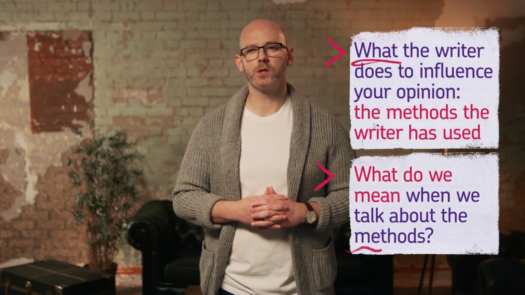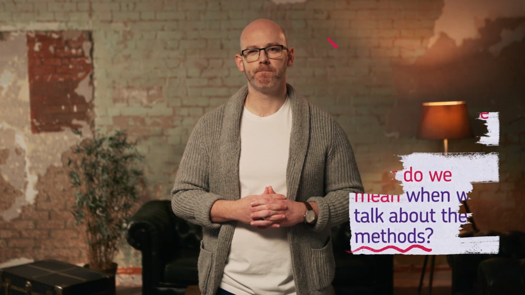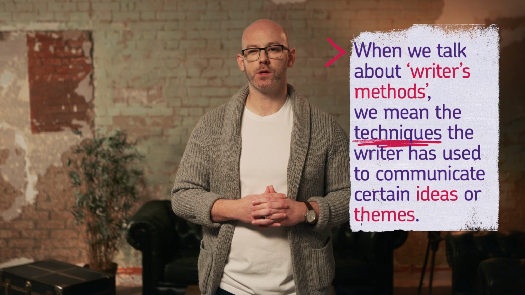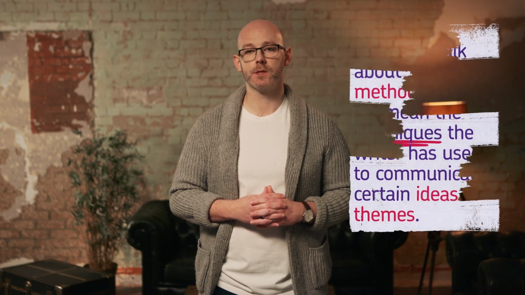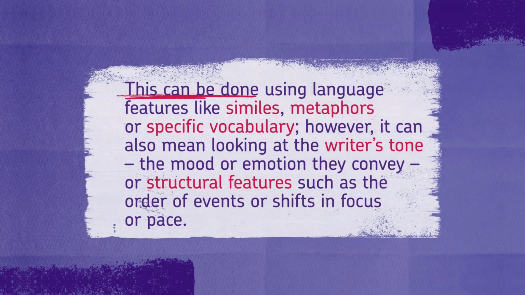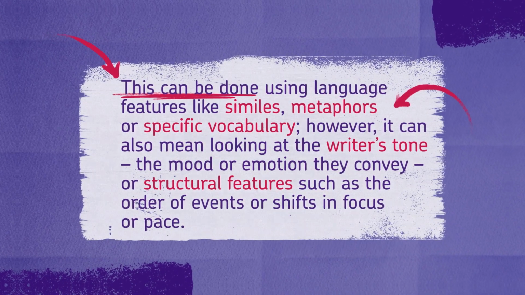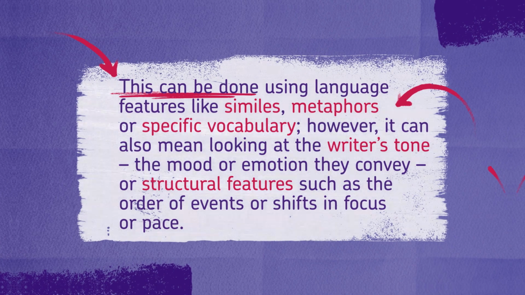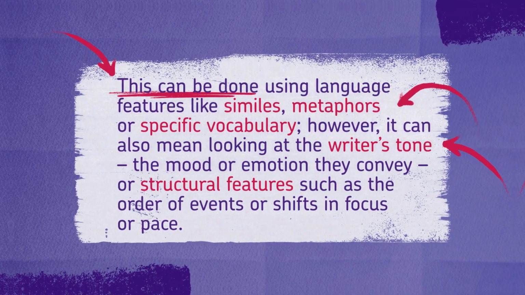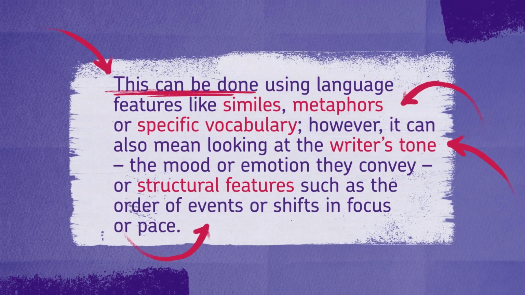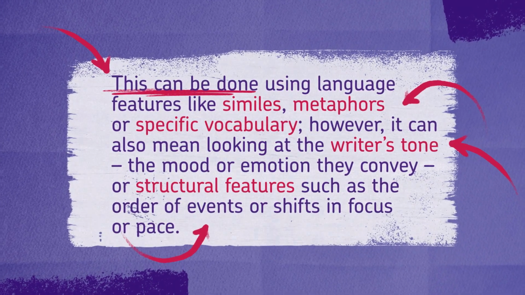But what do we mean when we talk about methods? When we talk about writer's methods, we mean the techniques the writer has used to communicate certain ideas or themes. This can be done using language features like similes, metaphors, or specific vocabulary. However, it can also mean looking at the writer's tone, the mood or emotion they convey, or structural features such as the order of events or shifts in focus or pace.